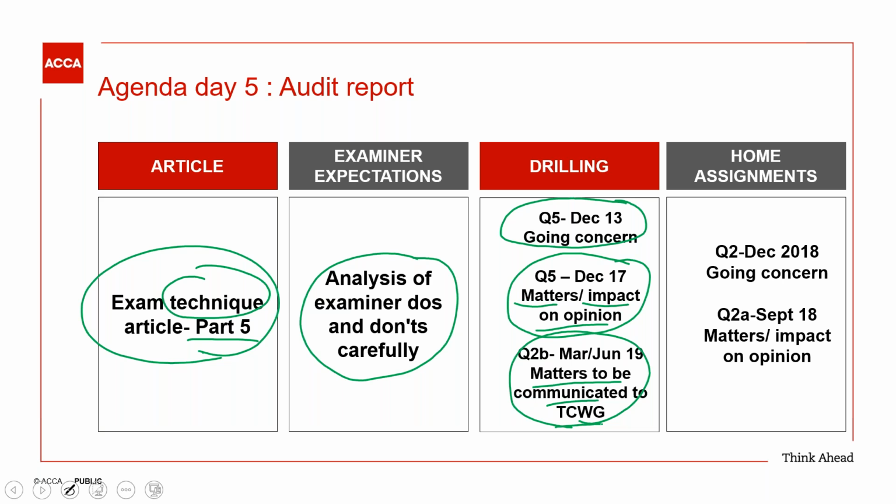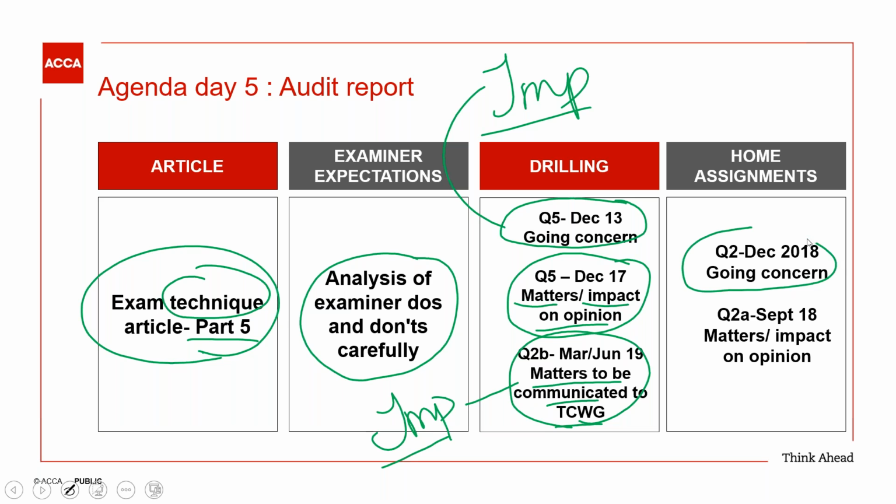Going concern looks a very potential area, and you should be preparing this area in a very effective manner. Then December 17, impact on opinion, a very common phenomenon of the past papers, and then matters to be communicated to those charged with governance. This also looks very important for exams coming up in December. And on the basis of the drilling, there are 2 home questions for you. So this is the agenda in front of your screen.